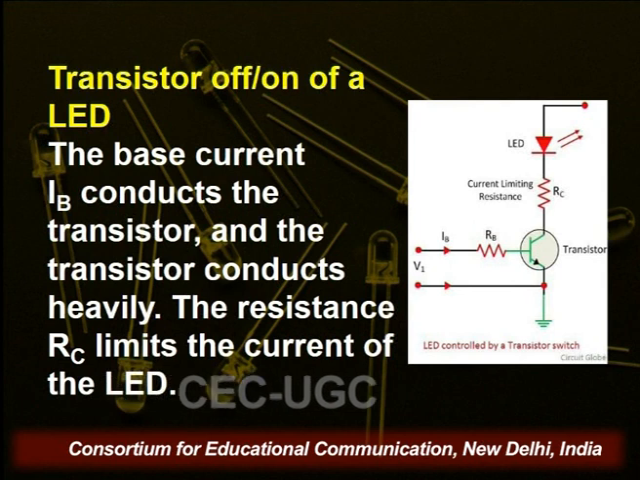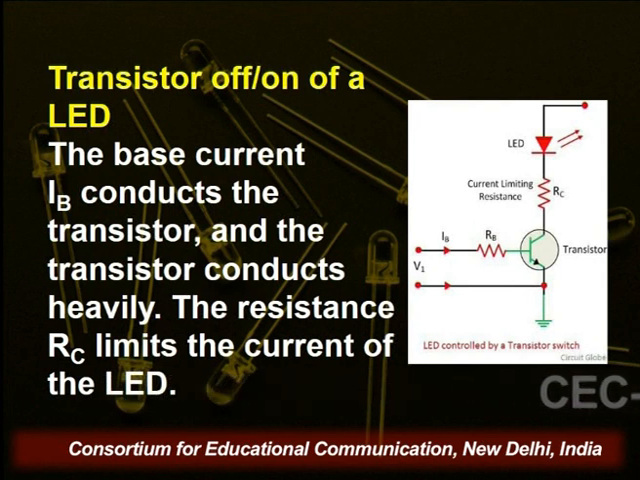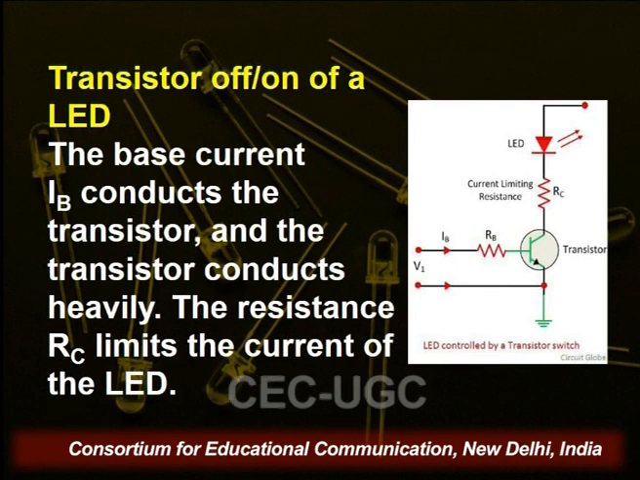To switch the LED off and on, we use the base current IB connected to the transistor, and the transistor conducts heavily, and then the resistance RC limits the current of the LED. After conduction, the light will come out.